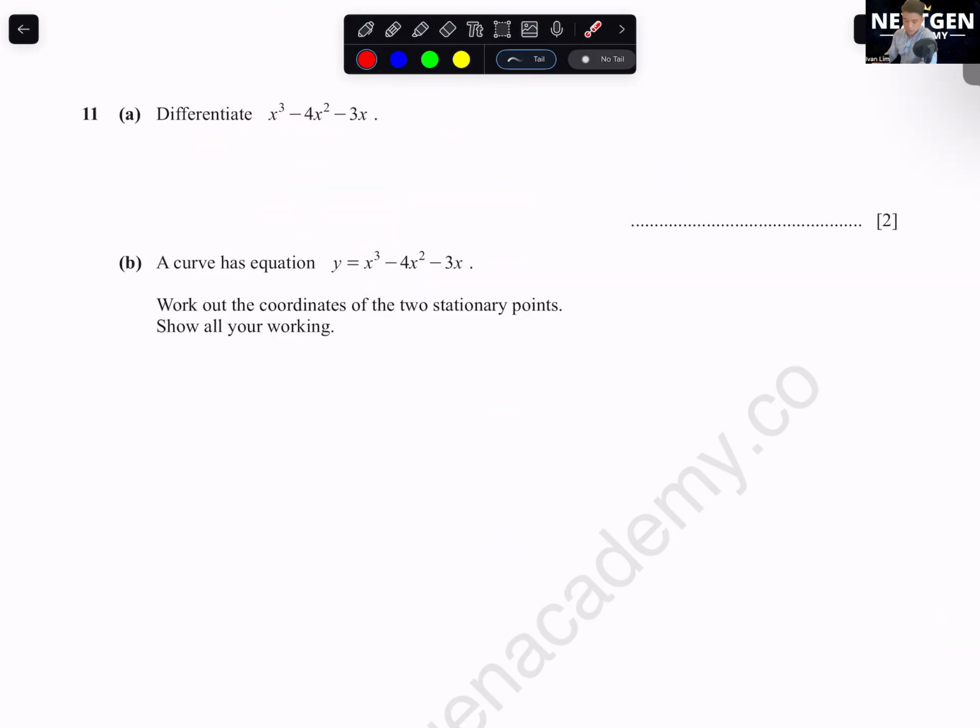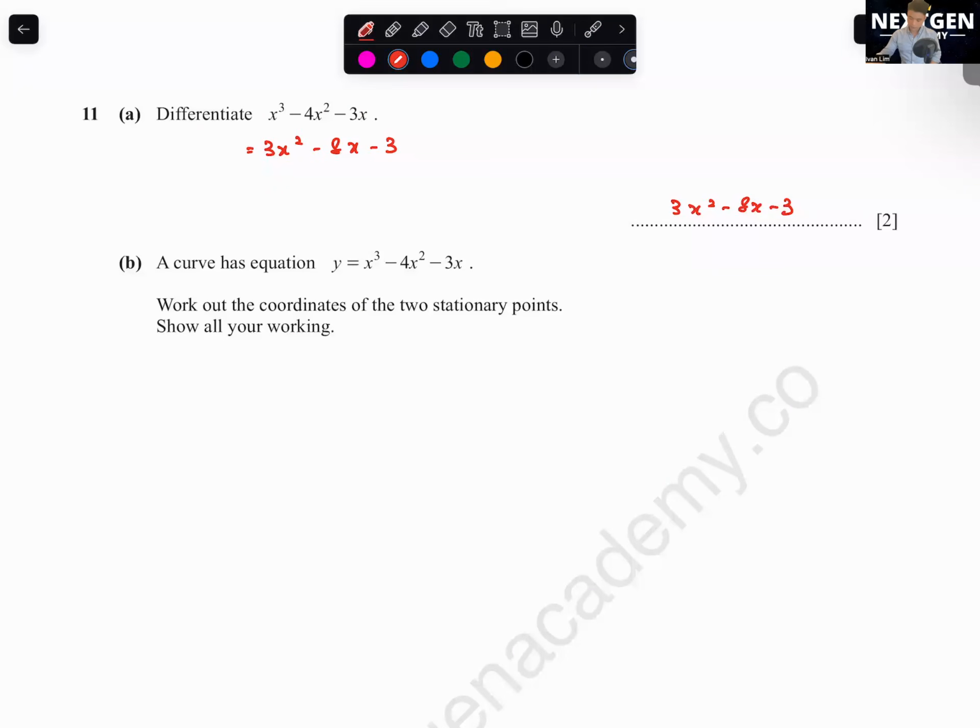Okay, differentiate x cubed minus 4x squared minus 3x. How to do differentiation? Differentiation, two main steps only. Multiply power, minus 1. So here you get 3x squared minus 8x minus 3. Okay, 3x squared minus 8x minus 3.